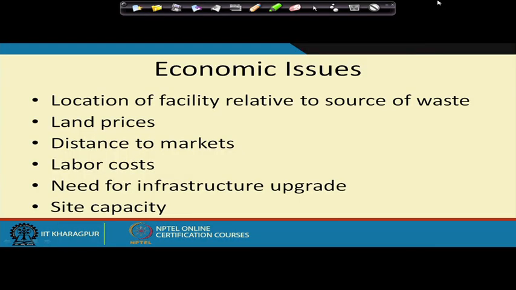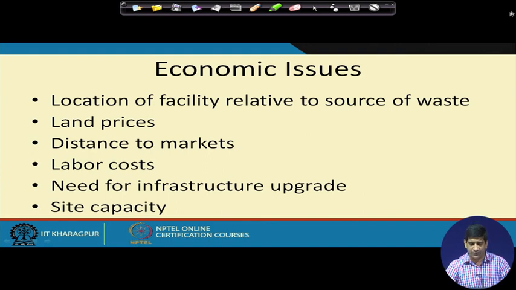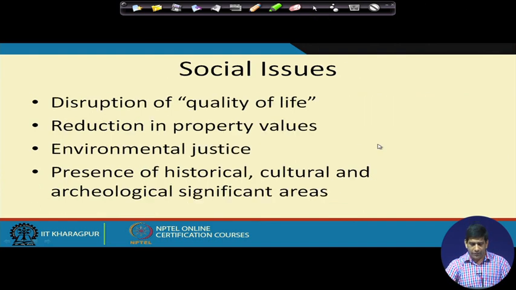So those things go into consideration in terms of selecting the site. Social issues: less disruption of quality of life, since there are people around it, so you want less disruption and no reduction in property value. That's why people don't want it, the NIMBY syndrome, not in my backyard. One of the major reasons is people don't want their property price to go down.